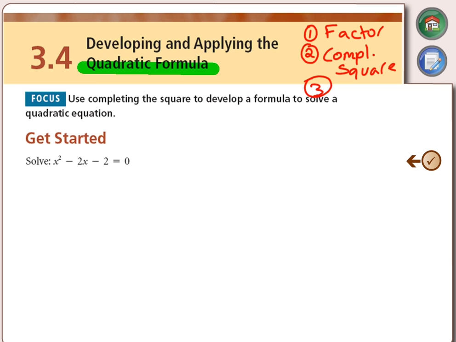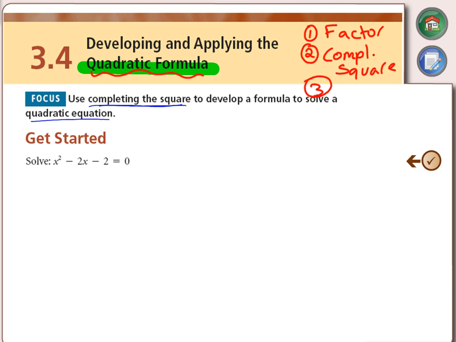We're looking at now the third way. The third way is going to be this quadratic formula. But look at this here. Use the completing the square to develop the quadratic formula. So it's going to be based on that. All right, let's just remind you how we can solve.